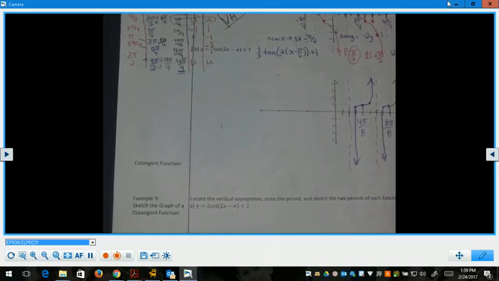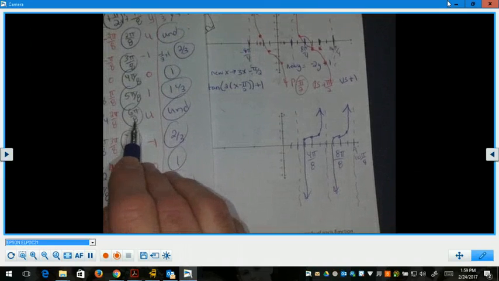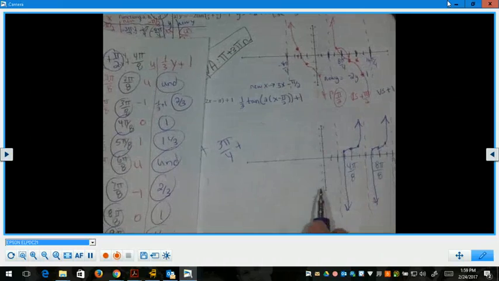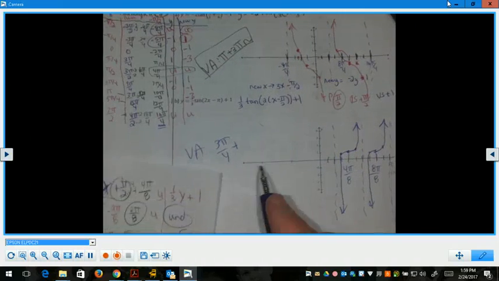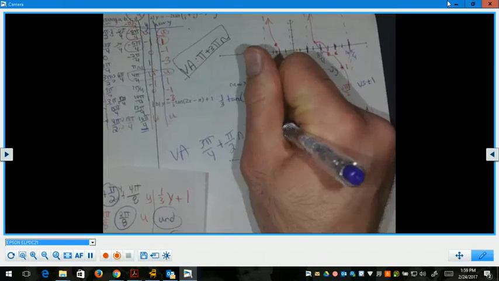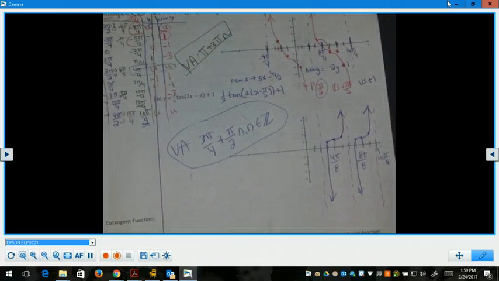Cotangent function. Kind of like tangent, right? But we have that wonderful unit circle. The vertical asymptote, the first one happened at 6π/8, so that's 3π/4, plus the period, which we said the period was π/2, times n, where n is an element of the integers. So there's our expressions for the vertical asymptotes.